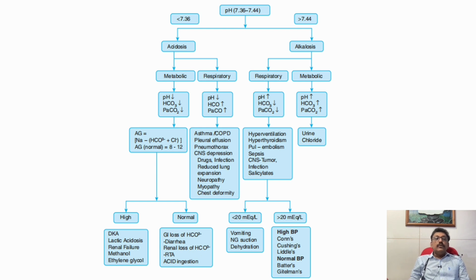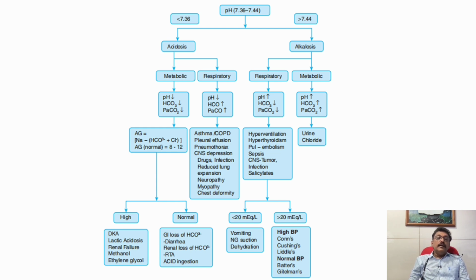In acidosis, there are two important conditions. One is respiratory acidosis, the other one is metabolic acidosis. In respiratory acidosis, you can see the pH is low. That is because carbon dioxide is retained, carbonic acid is high, so pH is reduced. To compensate for that, bicarbonate is elevated. Common conditions are COPD, pleural effusion, pneumothorax, CNS depression, drug-induced CNS depression, chest deformities.